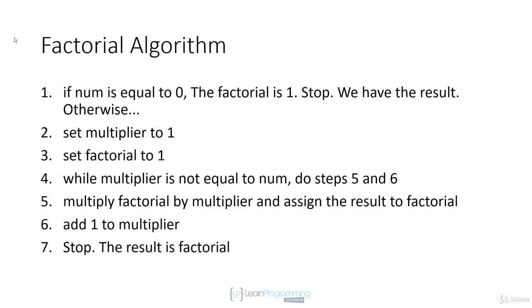So in this algorithm, we basically have a rinse and repeat step, which is step number 4. Step number 4 says that while the multiplier is not equal to num, do steps 5 to 6. So how would we code this? Well, let's go out to IntelliJ and we'll write the function that calculates the factorial in an iterative way. So we'll use a for loop.